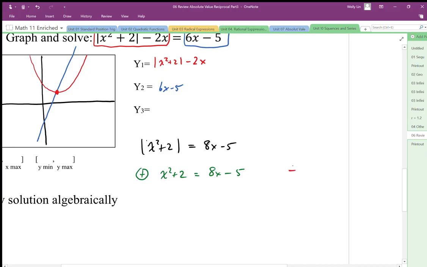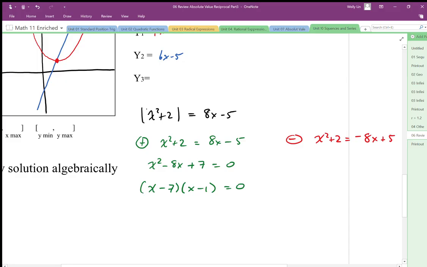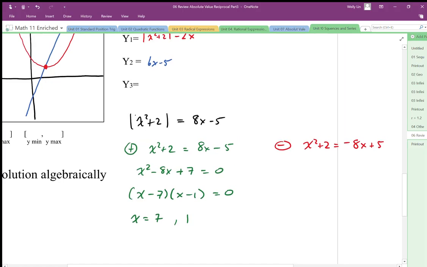And my other situation is going to be the opposite, so negative 8x plus 5. Solving these two equations, I'm going to end up with x squared minus 8x plus 7 equals 0. Solving this, I'm going to factor: x minus 7, x minus 1 is equal to 0. So I get a solution of x equals 7 and x equals 1. So there's my algebraic solution for that portion.